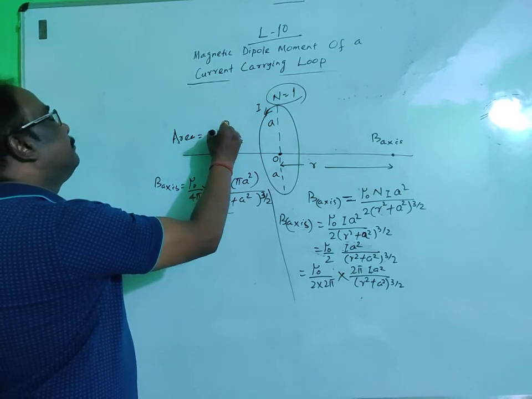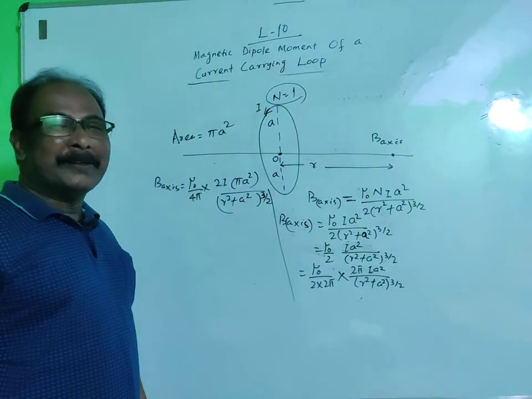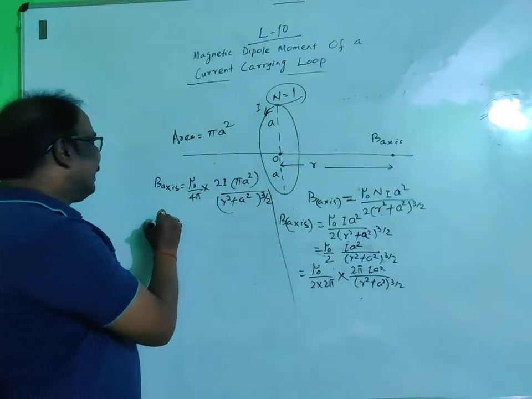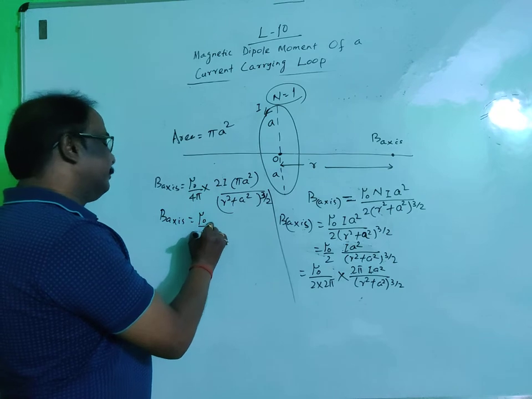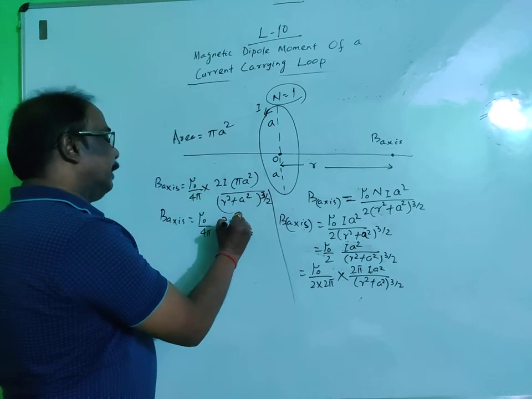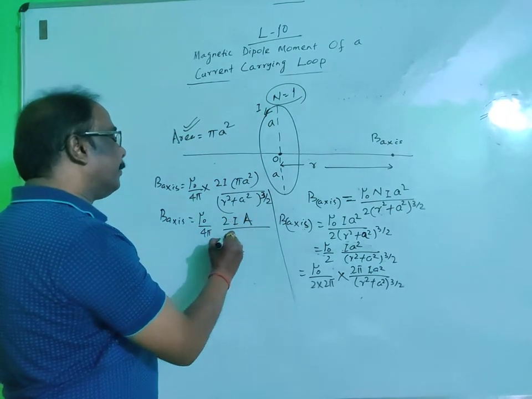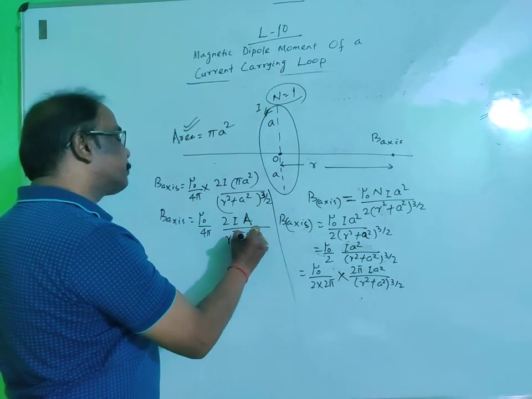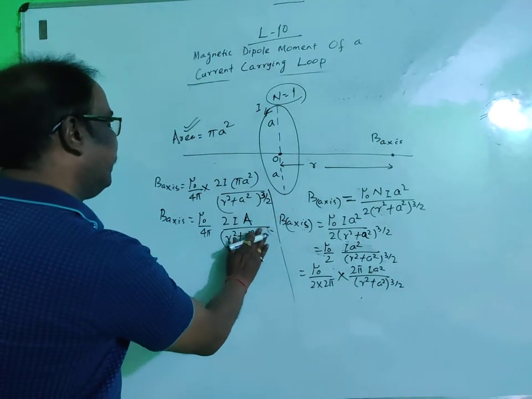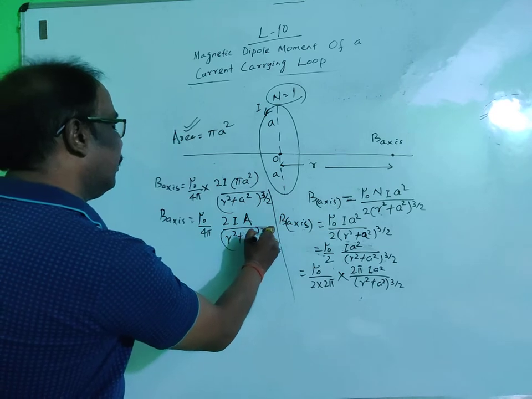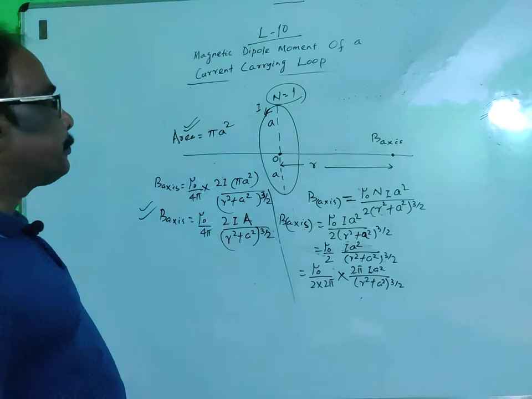Area is equal to pi a square. Area of circle is pi r square. Here radius is a, so magnetic field on the axis is given as mu naught by 4 pi into 2 I times pi a square, which is the area, divided by r square plus a square whole to the power 3 by 2. This is the expression for magnetic field on the axis of a circular conductor.